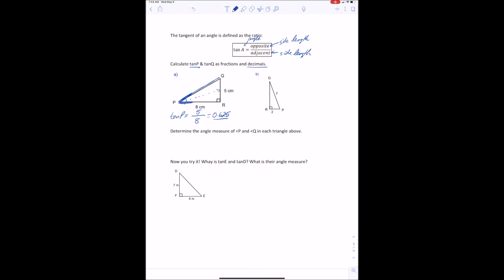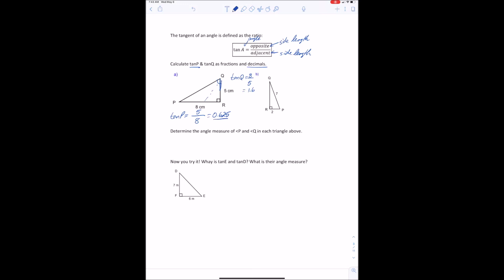All right, and then if I turn my attention up to tangent of Q, the other acute angle, this is a little bit different. Tangent of Q, its opposite is 8, and its adjacent is 5. So this is actually 1.6, the tangent of Q. So these are reciprocals of each other.